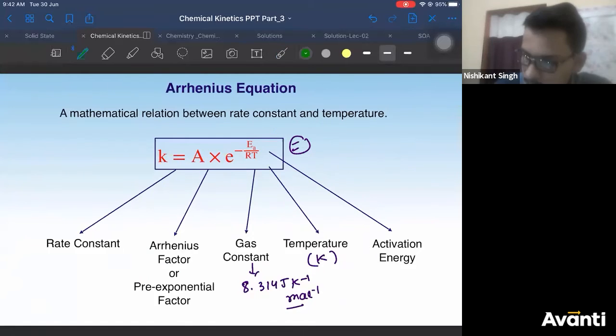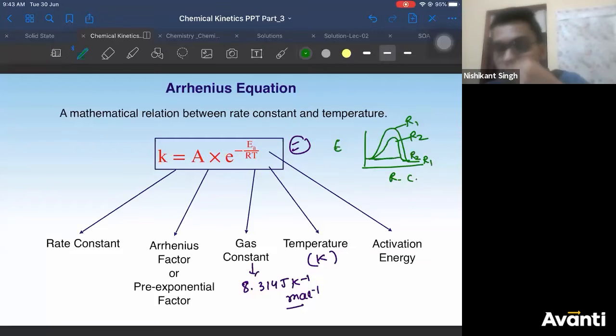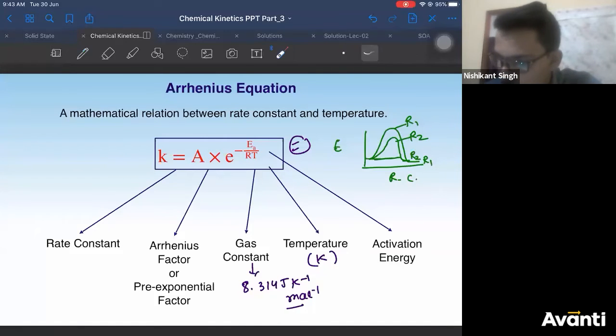Now, I'm writing the graph here. Energy versus reaction coordinate. This is the reaction 1 graph, and this is the reaction 2 graph. Now, this is reaction 1, this is reaction 2. Can you tell me in which case the reaction will be faster? First or second? Second, right? So the second reaction will be faster.